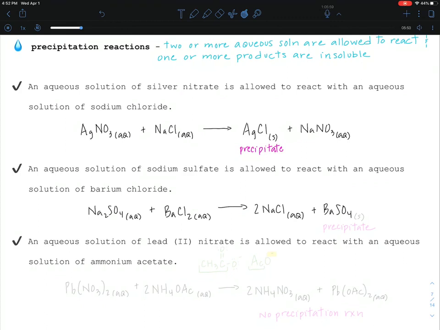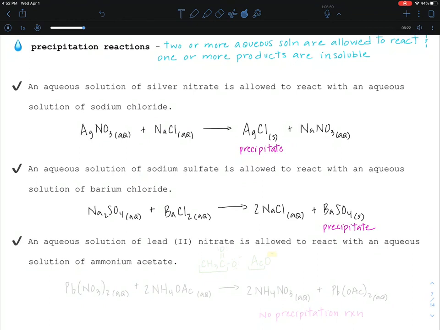The exceptions are when they're paired up with strontium, barium, lead, silver, or calcium. So we have a sulfate paired up with barium, and so we expect that this is not going to be soluble. This will be our precipitate. In other words, we have a precipitation reaction.